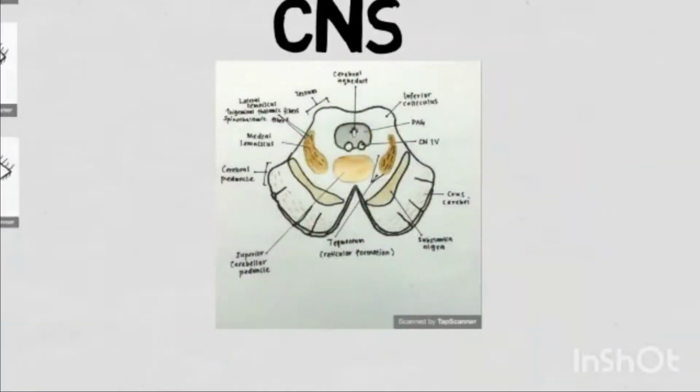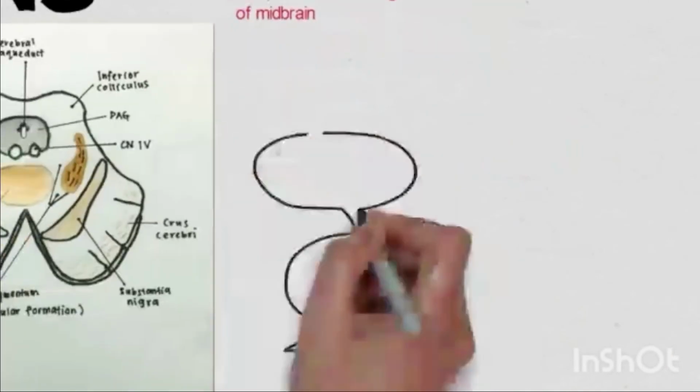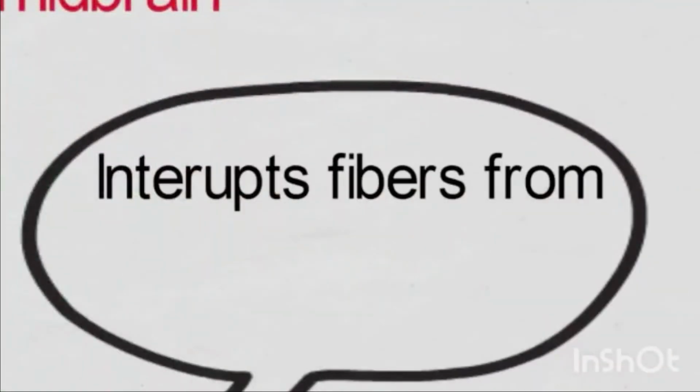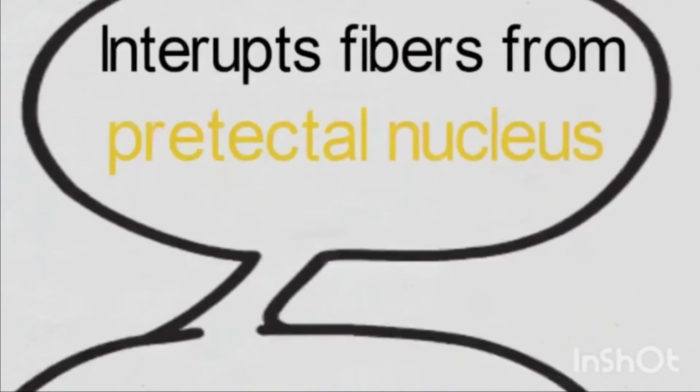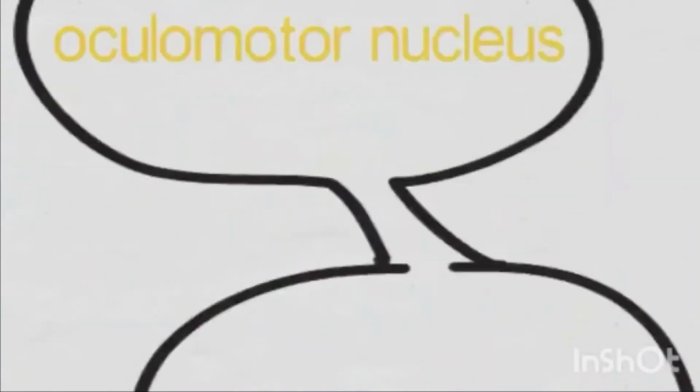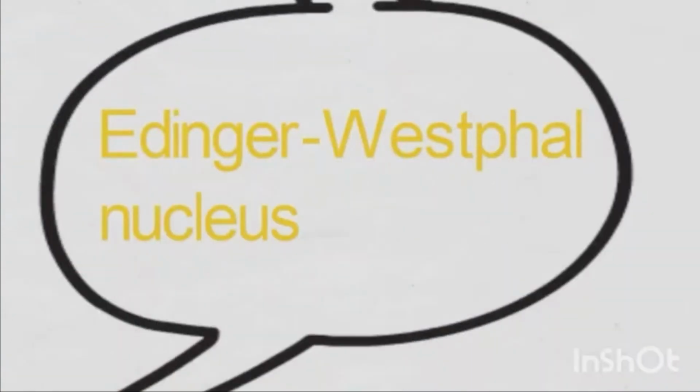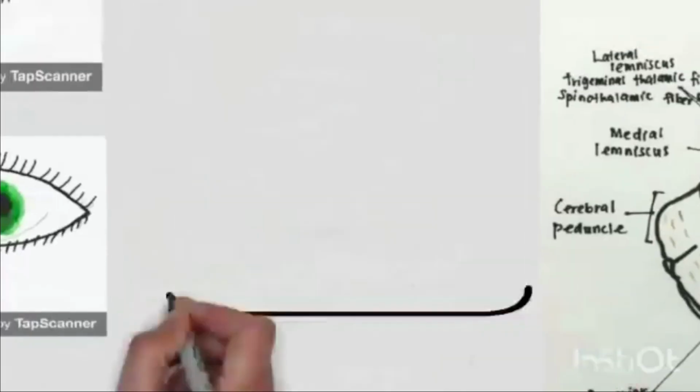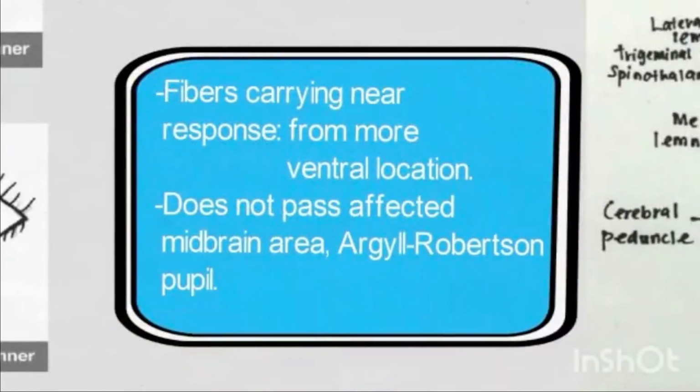Next, for the CNS, this is the midbrain cross-section. Disruption of the dorsal tegmentum of the midbrain can interrupt fibers from the pretectal nucleus to the oculomotor nucleus, and then it will affect fibers going to the Edinger-Westphal nucleus. The disruption causes people to show poor direct and consensual response but constriction with the near response, since fibers carrying the near response come from more ventral locations and hence do not pass the affected midbrain area. This is the Argyll Robertson pupil.